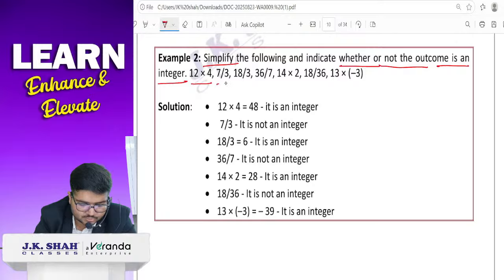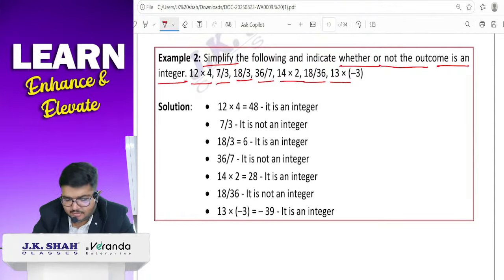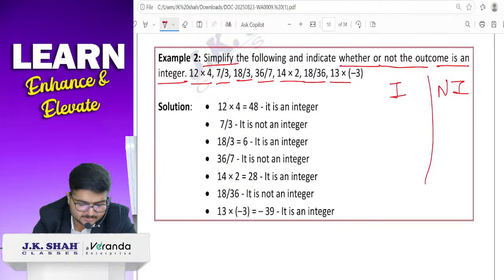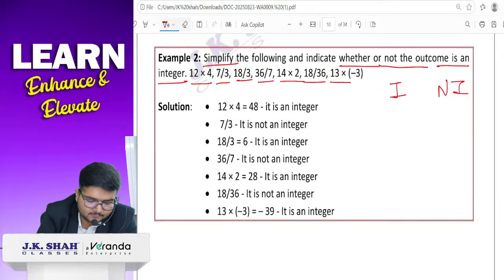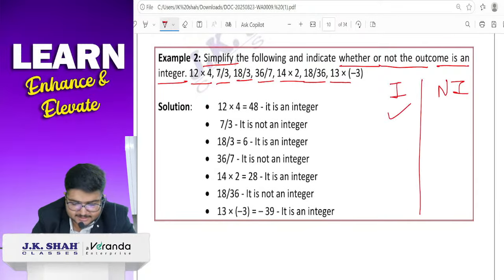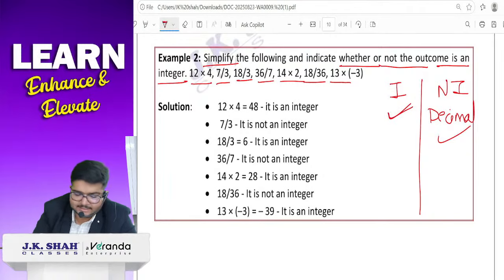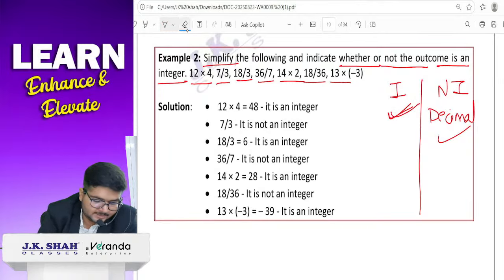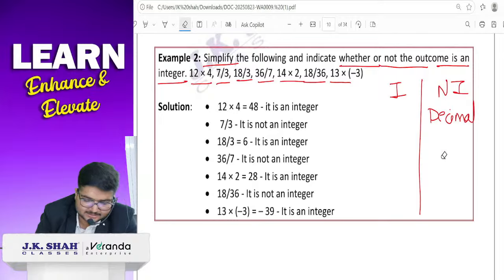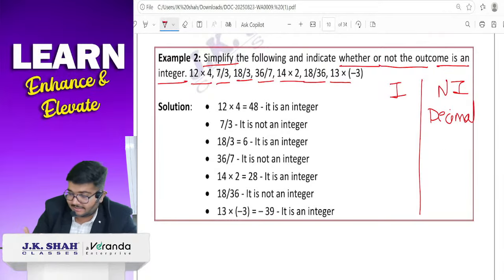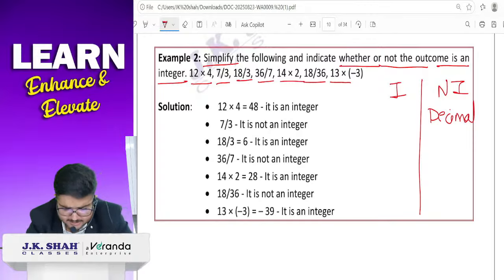So you have to first solve this, and you have to just classify into two types, whether it is an integer or non-integer. Now what was the difference between integer and non-integer? Integer will be full numbers, there won't be any decimals in this, there will be decimals in non-integers only. So if the answer is in decimal, it will be a non-integer. If the answer is not in decimal, it is a full number, then it will be an integer. Very clear to you?